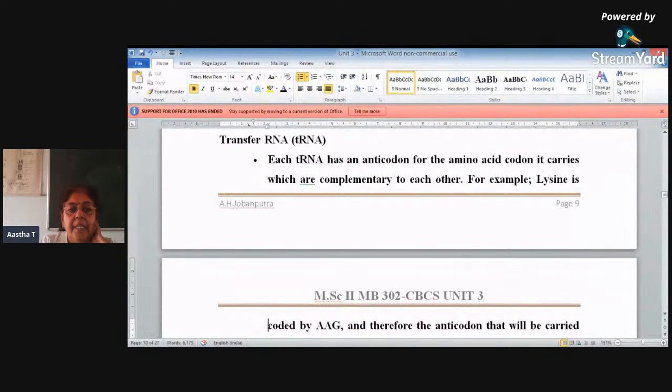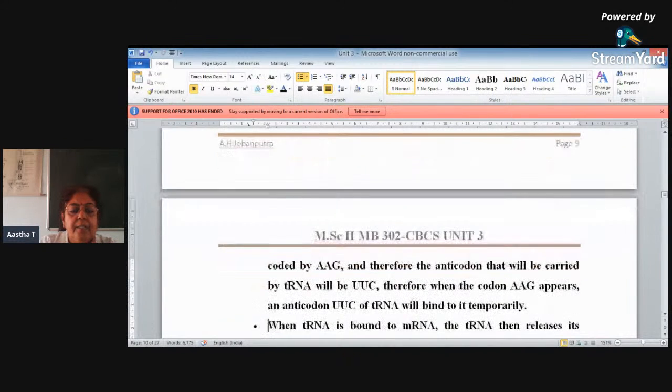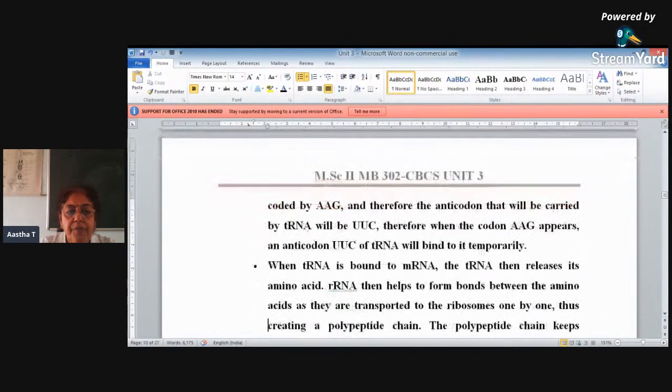tRNA has an anticodon arm and an amino acid arm. The anticodon arm consists of anticodons, and at the other end it has the amino acid. Lysine, for example, is coded by the codon AAG. So the anticodon of lysine on tRNA will be UUC. Okay. So when this particular AAG codon appears on the mRNA, the anticodon UUC on the tRNA will bind to it for a short period of time.